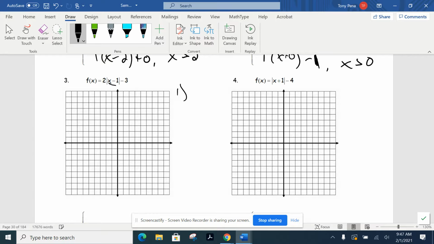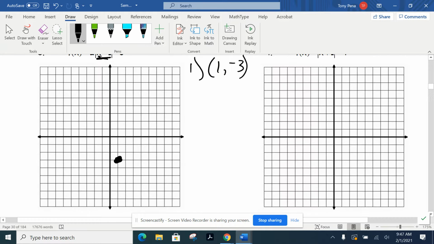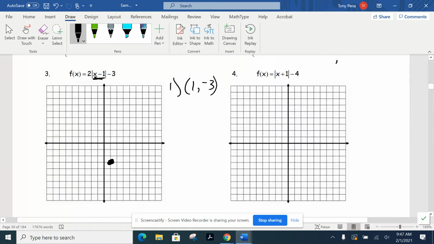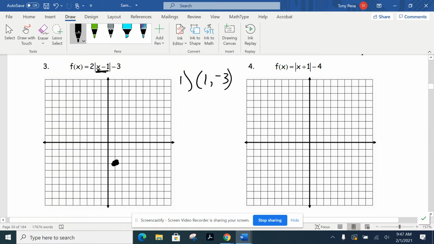All right, so if we look at our point, x minus 1 means our x coordinate is a 1, and then the -3 at the end means our y coordinate is a -3. So we're going to plot that point, 1, -3. All right, then from that point, our slope is 2. So we're going to go up 2, right 1, up 2, right 1, up 2, right 1. And then the other one, up to the left 1.